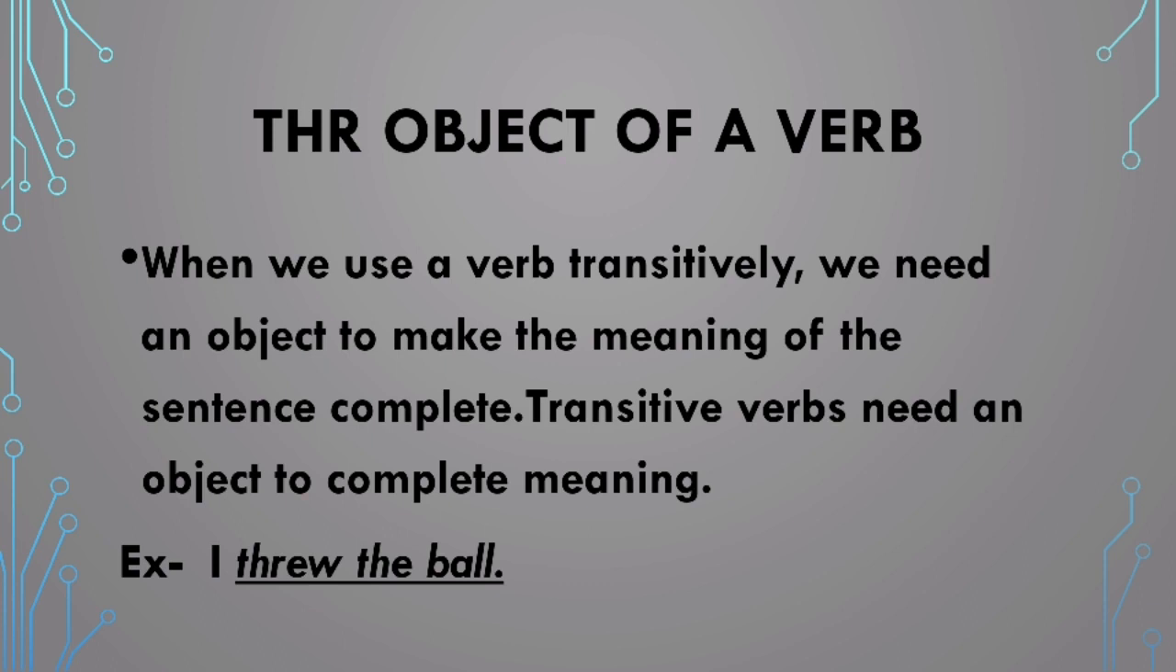अच्छा, इस sentence में अगर सिर्फ होता I threw, so incomplete meaning आ रहा है. But अगर है I threw the ball, so the ball यहाँ पे threw को एक complete meaning दे रहा है, right? So the transitive verb is threw here and the ball is helping it to complete its meaning. So the ball is the object here which is required to complete the meaning.